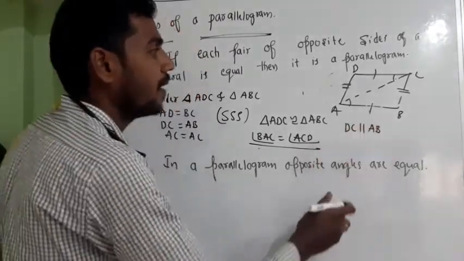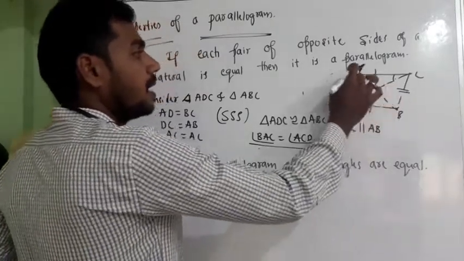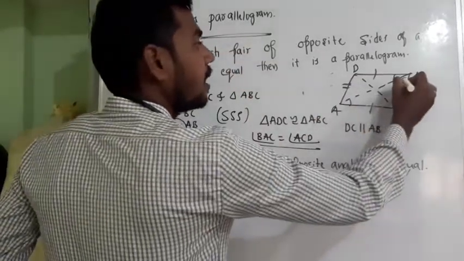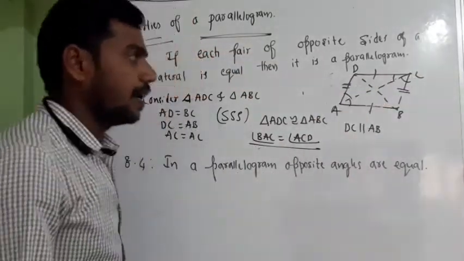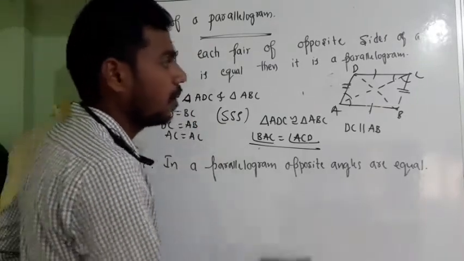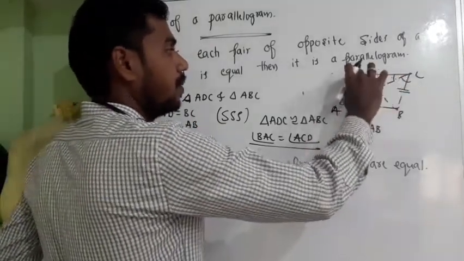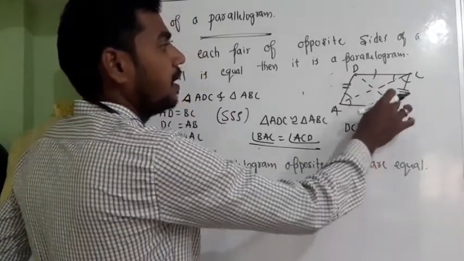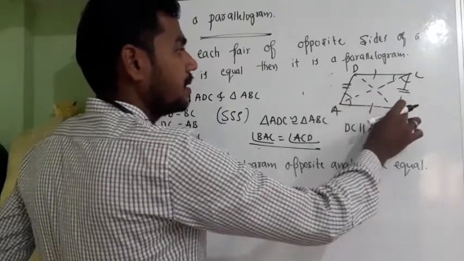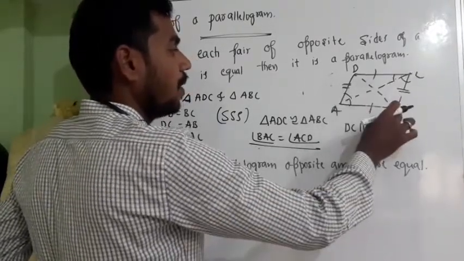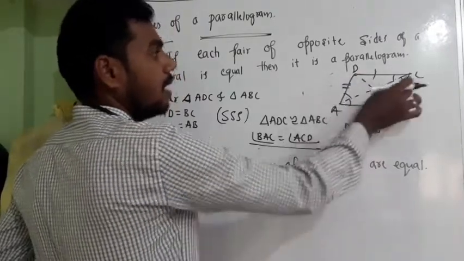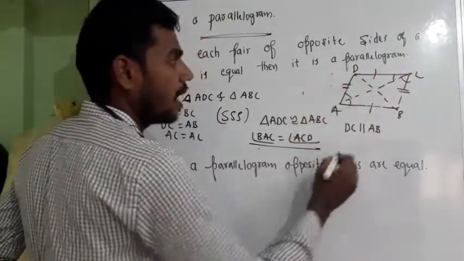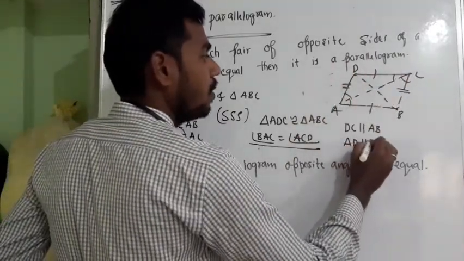In a similar way, if I consider triangle ADB and triangle DCB, both will be congruent, and this angle will be equal to this angle. And again, what can I conclude? You see, if I take these two, AD and CB, angle CAB is equal to angle ACD. So if I take AC as a transversal, this line is parallel to this line. Again, what I can say, AD is parallel to BC.